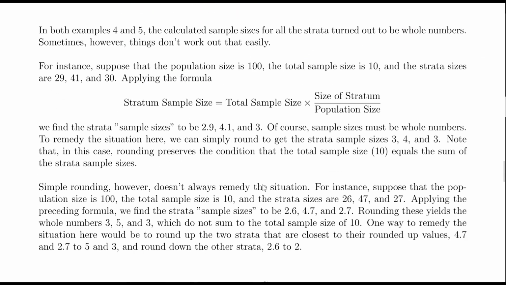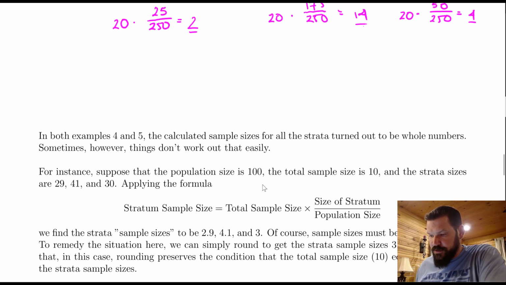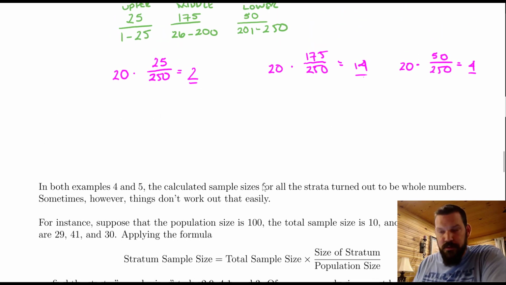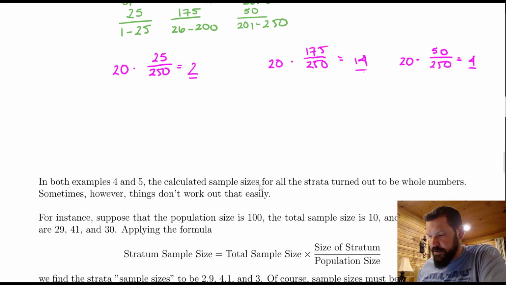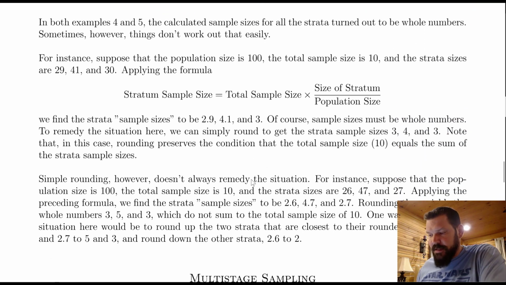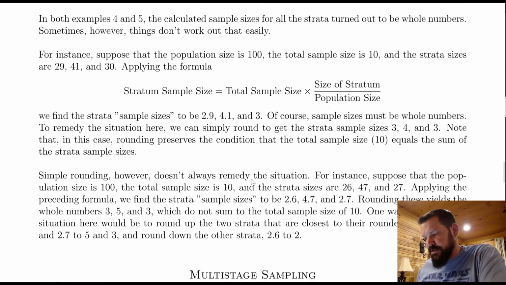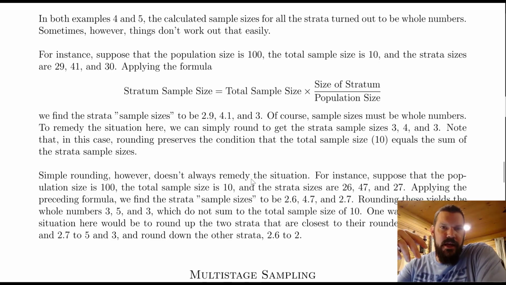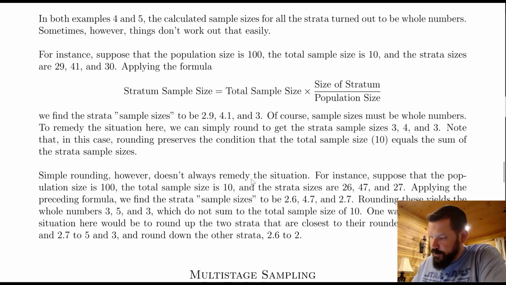All right, so in those examples, it worked out that every time we did the calculation for the stratum sample size, we had whole numbers. We had 2, 14, and 4 in that last example. But that's not always the case. Sometimes we'll end up with decimal values. So we have to use our better judgment. Do we round the stratum down? Do we round it up? Do what you want to do, but just make sure that your sample size is the size you're looking for.